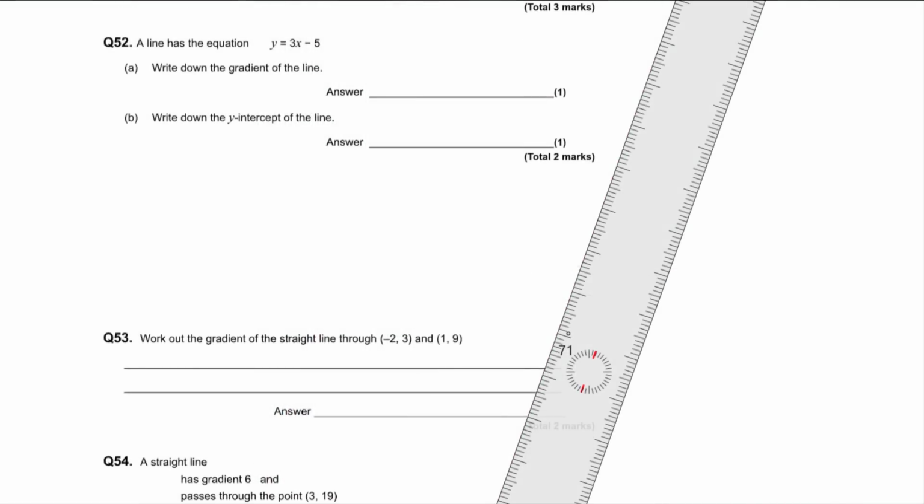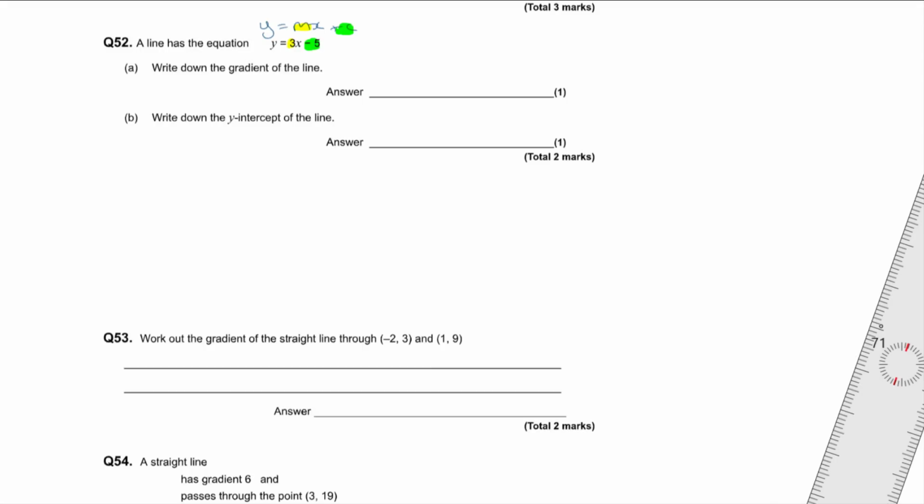Right, question 52. A line has the equation y equals 3x minus 5. Write down the gradient of the line. Okay? Well, equations of straight lines are normally written in the form y equals mx plus c, where m is the gradient and c is the intercept. So my m, look, is that 3 there, and the c value is that -5 there. So that tells me that the gradient m is 3 and the y-intercept is -5.